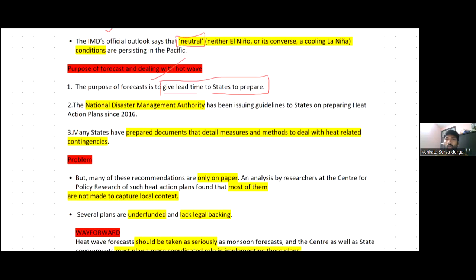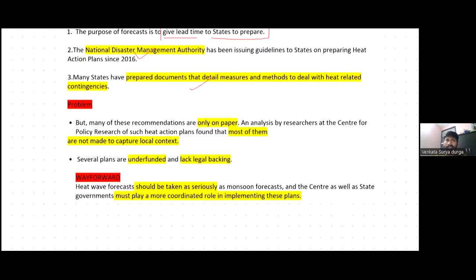The National Disaster Management Authority, which has been constituted as per the National Disaster Management Act, has been issuing guidelines to states for preparing heat action plans. Since 2016, state governments have been preparing the heat action plans. So many states have prepared documents that detail measures and methods to deal with heat wave related contingencies, right?